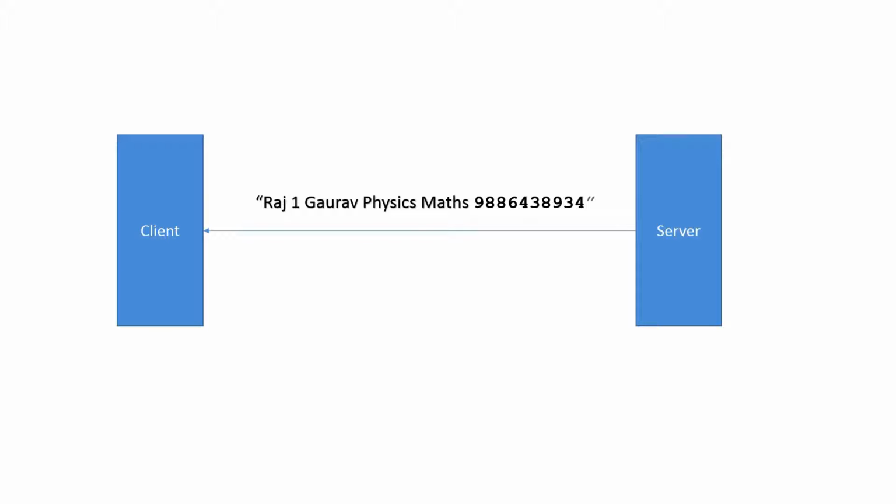Let's say a client has asked for some data from a server. This is the server's response. Raj, 1, Gaurav, physics, maths, some number. The client cannot make out anything out of this response. Who is Raj and Gaurav? What are physics and maths? What are these numbers?